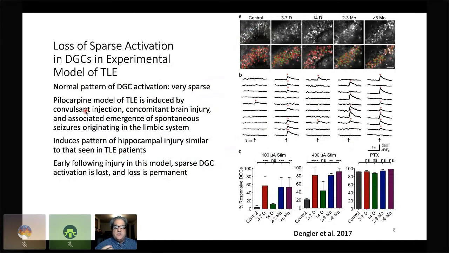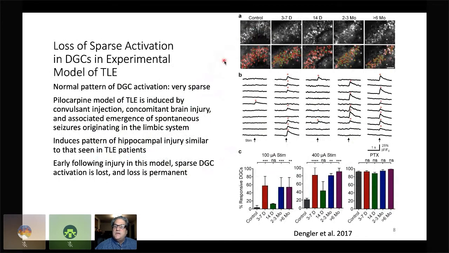This convulsant induces a severe seizure, which in turn injures the brain. The animals recover, they're nursed back to health, and then weeks to months later, they begin to develop spontaneous seizures. And those seizures originate in the limbic system, and there's an induced pattern of hippocampal injury that's very similar to that seen in TLE patients.